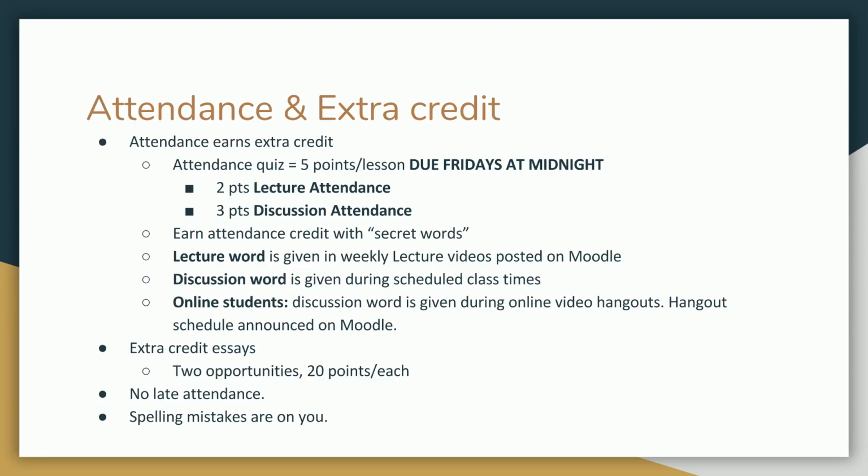And similarly, if you make a mistake in spelling, sometimes the secret words are spelled wrong when you write them into the quiz. If you spell them wrong, that's on you. I'm not going to give you the points for spelling. Part of the point of these attendance credit things, part of the point of the secret words is to make sure that you're paying attention. So spelling things wrong is a sign that you didn't pay attention, and so you're not going to get any lenience from that.